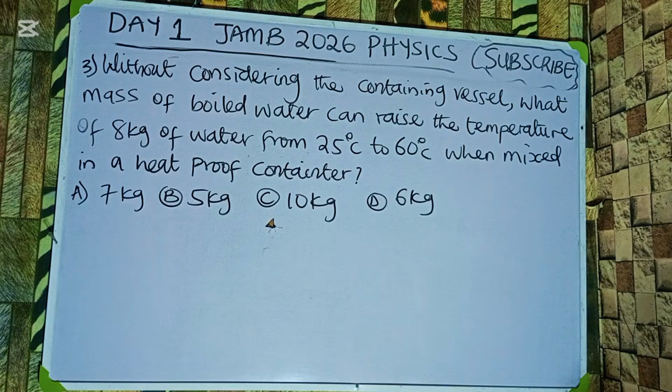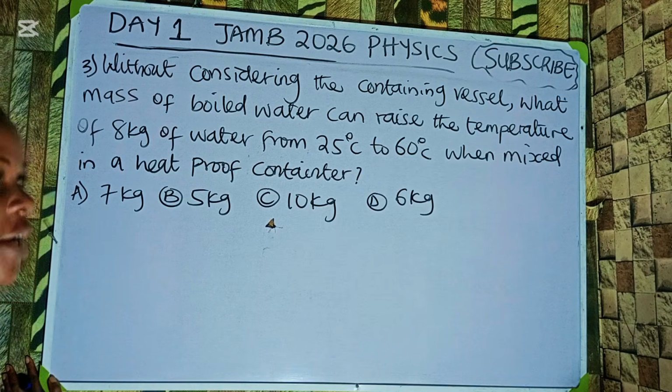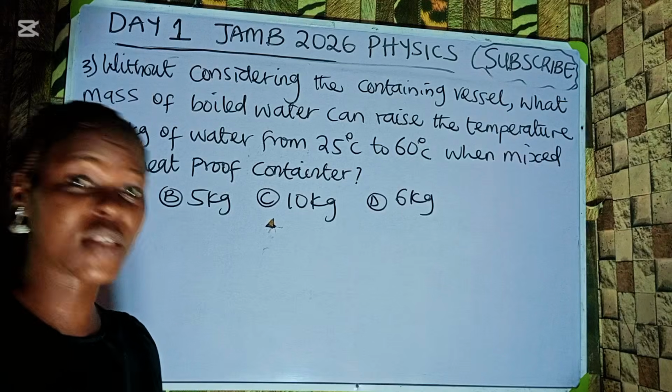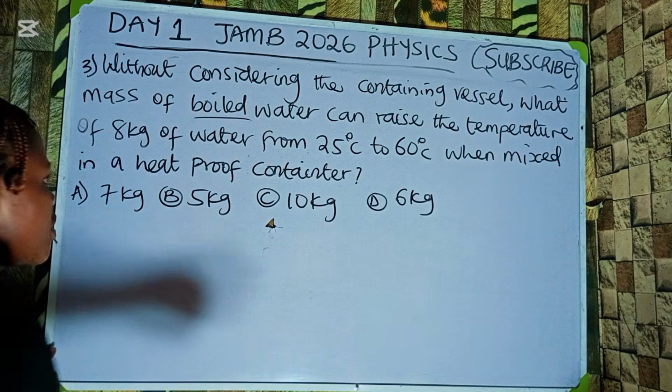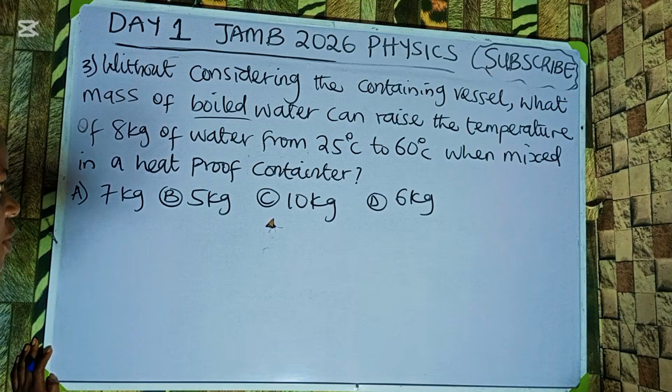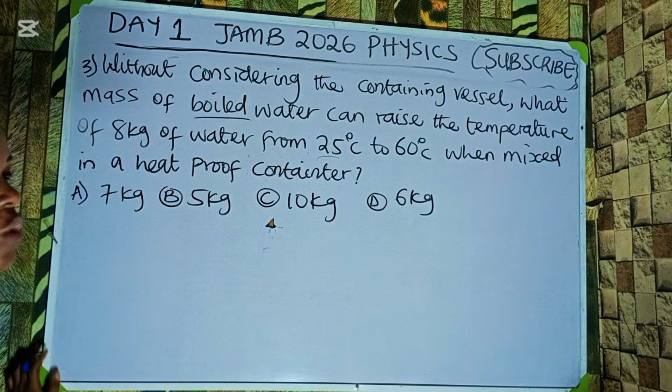Question 3. Without considering the containing vessel, what mass of boiled water can raise the temperature of 8 kg of water from 25 degrees Celsius to 60 degrees Celsius when mixed in a heat-proof container? We have the following options. Now, what you must understand is that this question is under specific heat capacity. So heat loss equals heat gain. What you ask yourself is which body is losing heat and which one is gaining heat. Going straight to the point, this is boiled water, so that is steam being condensed to raise the temperature of water that was low at 25 degrees Celsius to 60 degrees Celsius.